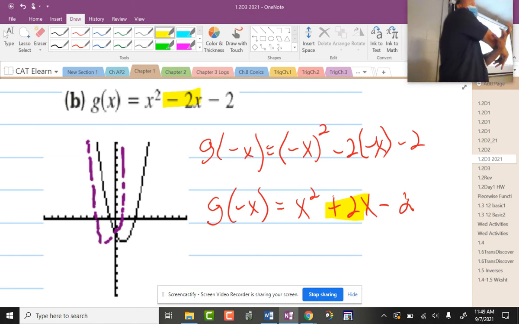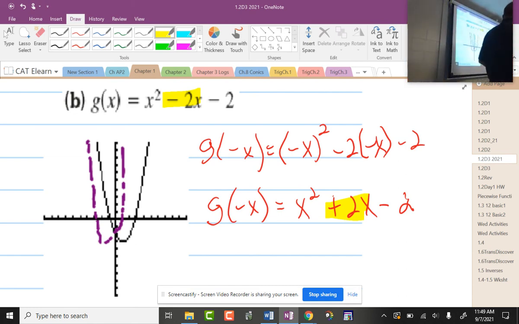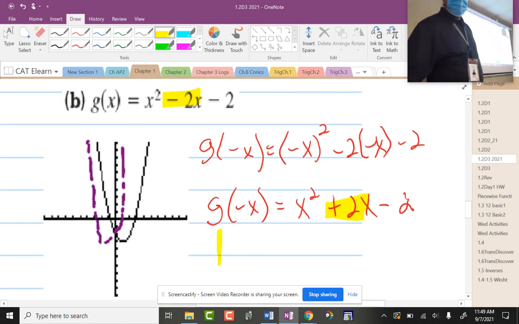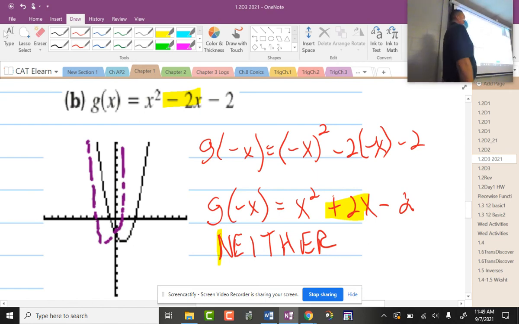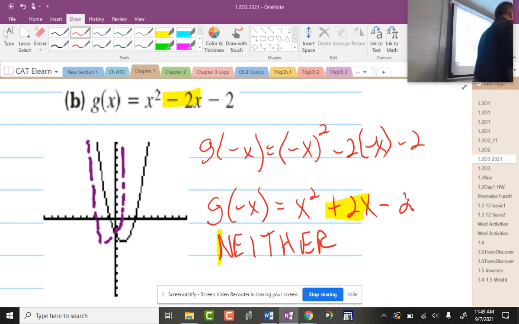Did you get the opposite of what you started with? No, because these are the same, but only that term is opposite. So it's neither even nor odd. And that will happen. Actually, very, very unique functions are even or odd. Most every function is neither. Just so you know that. And by the way, these are functions. They pass the vertical line test, so it's all good.